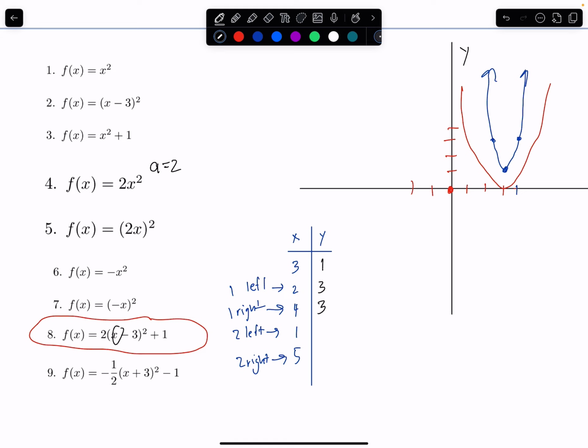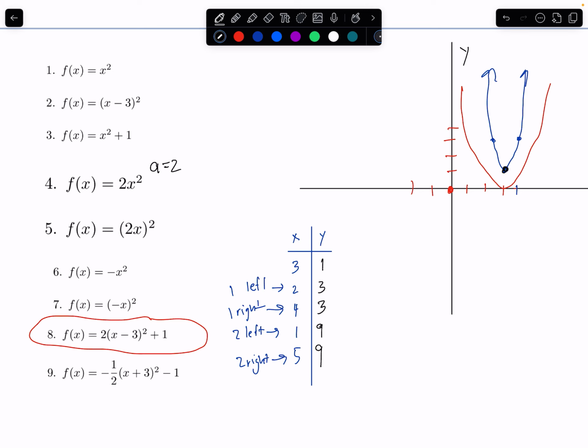Okay, if I plug in 1 here, 1 minus 3 is negative 2. Squared is going to be, negative 2 squared is 4. Times 2 is 8. So it's 8 plus 1 is going to give me 9. Wait, is that right? 4. Yeah, okay. And then if I plug in 5, 5 minus 3 is 2. Squared is going to be 4. So 4 times 2 is going to be 8. Plus 1 more is 9. So again, 9. So I've got 3 comma 1.